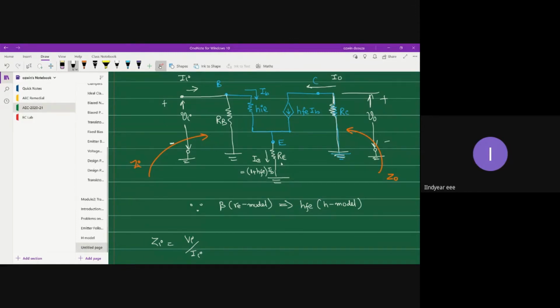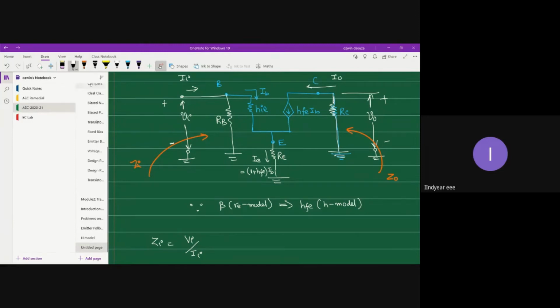The only difference is that you cannot consider HIE and RE in series connection, provided you circulate the same current through these two. Because through HIE, current IB flows, and through capital RE, the emitter current IE flows. So that's the reason what we are trying to do over here is replacing emitter current IE with some equivalent base current. So it is some gain times the base current, the emitter current. So that's what we have done.